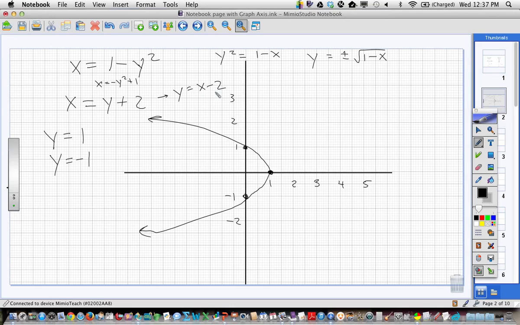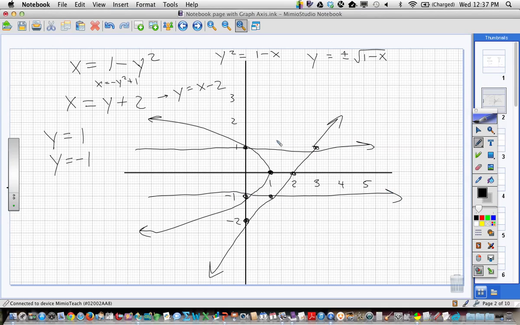All right, then we graph this line, y equals x minus 2. So it goes through here, up 1 over 1, up 1 over 1, up 1 over 1. And so we end up with this line like so. All right, and then we've got y equals 1 as a boundary, so that's this line up here. And then we've got y equals negative 1 as a boundary, so that's this line down here. So we're looking for this black region right through here. That's the area we want.